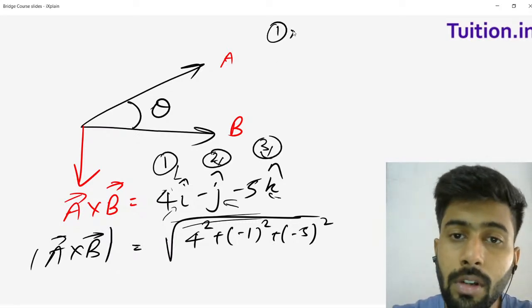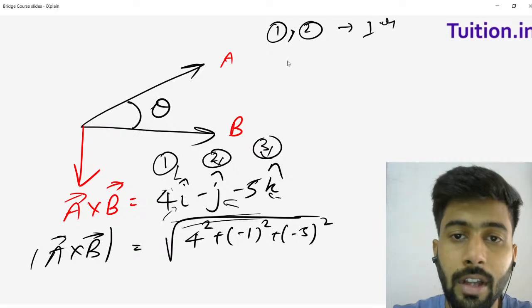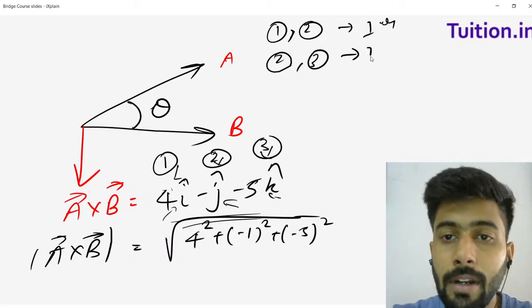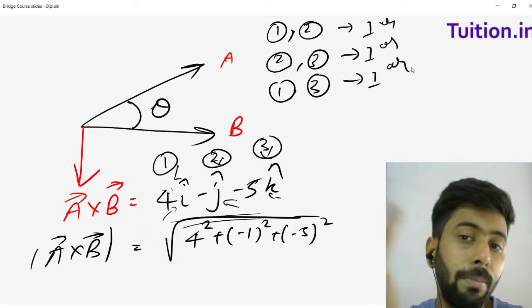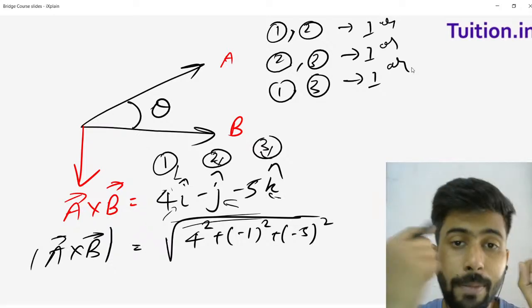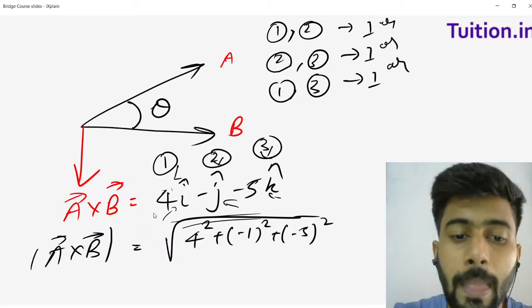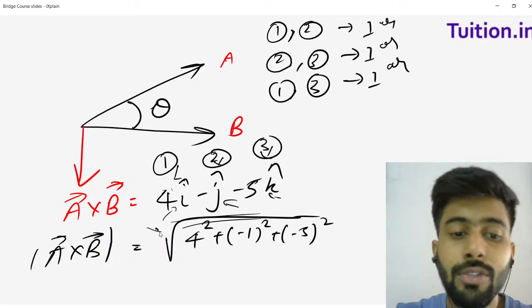If you pick 1 and 2, they are perpendicular to each other. If you pick 2 and 3, they are perpendicular to each other. If you take 1 and 3, they are perpendicular to each other. So they should not just be perpendicular, they should be mutually perpendicular. You pick up any pair, that pair also should be perpendicular. Then I can say that I can use this formula.